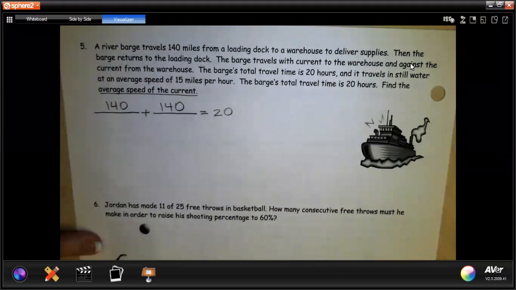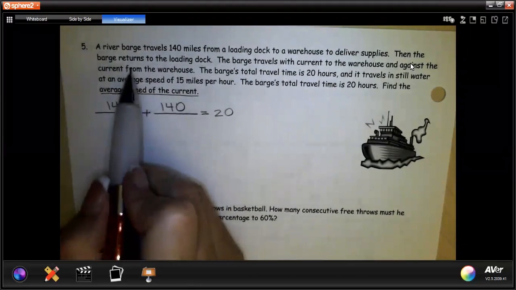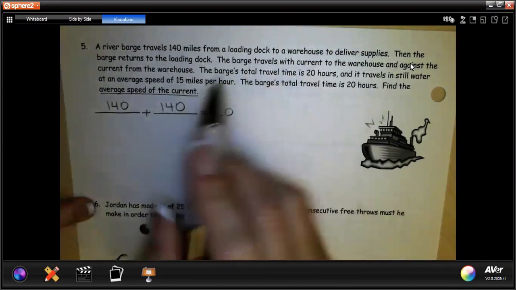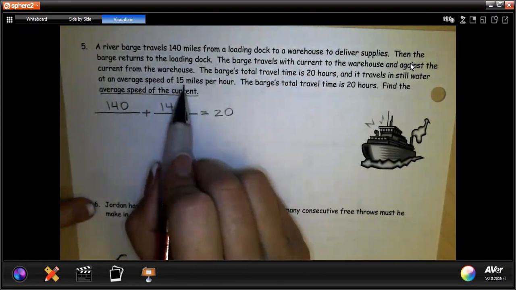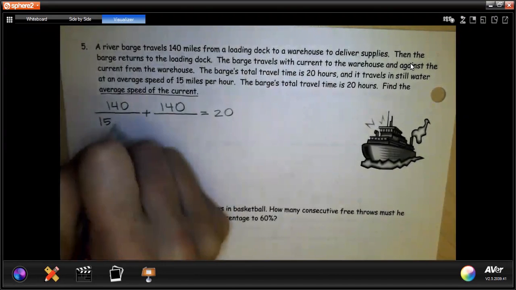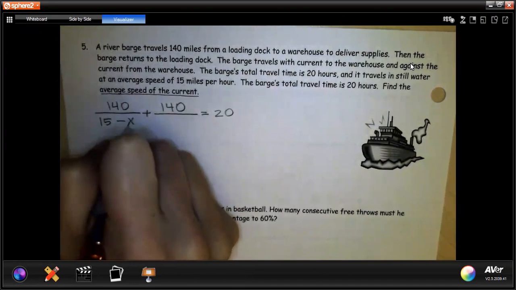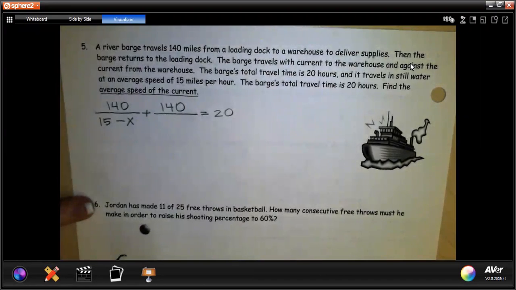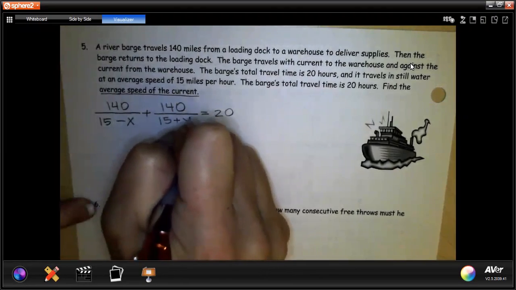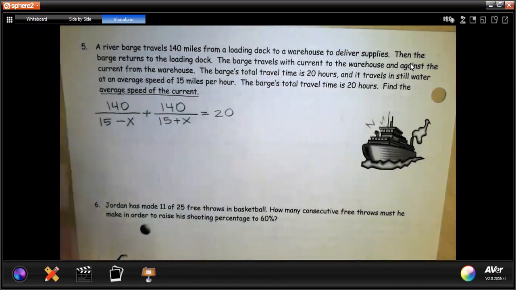Now's when we need to talk about their rate. It says when the barge travels with the current. Now it usually travels at 15 miles per hour in still water. So 15 when the water's not moving, but against the current, which we don't know what speed it's going at, that would be minus x. And then 15 plus x when the current is helping push it.